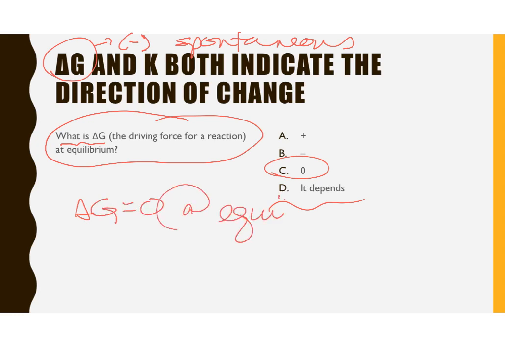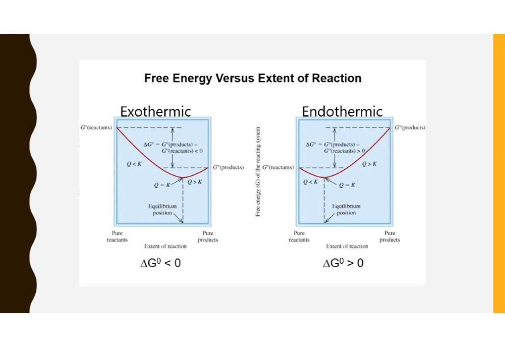And that kind of makes sense. Well, it makes very much sense, right? Because you think of delta G as the driving force. And if you're at equilibrium, the system has reached the lowest possible energy point, and there's no driving force to leave that lowest energy point.